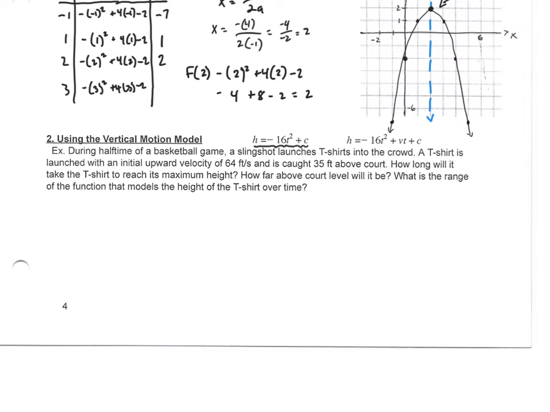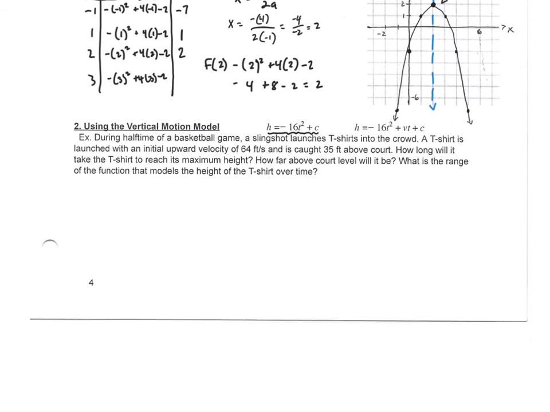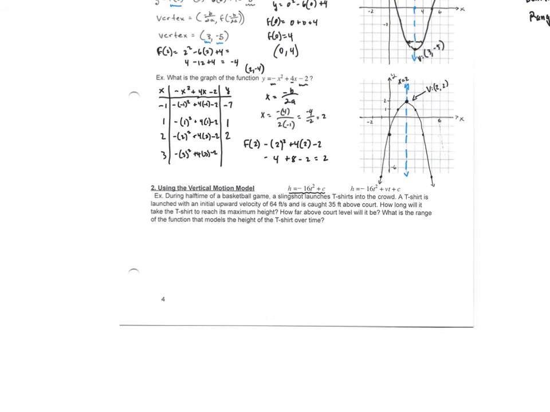And then I have a feeling this other thing might be talking about motion, but during halftime in a basketball game, a slingshot launches t-shirts into the crowd. And the t-shirt is launched with an initial upward velocity of 64 feet per second and is caught 35 feet above court. How long will it take that t-shirt to reach its maximum height, and how far above court level will it be, and what is the range of the function that models the height of the t-shirt over time? A lot of stuff going on right there.